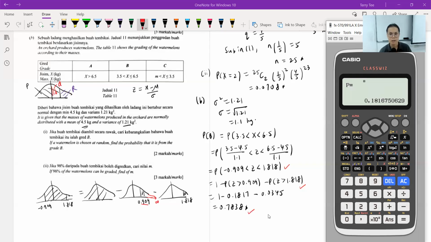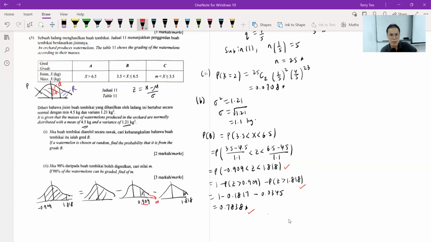Okay. All right. Done. Next, if 98% of the watermelon can be graded, find the value M. So we know if anything is more than M, you will have a grade, either minimum grade C, or we can get grade B or grade A. So we need to find the value of M. This is B Roman 2, B Roman 1. So we know P(X more than M) is 0.98. Yeah, 98% can be graded. In decimal it is 0.98. So we have to standardize this.